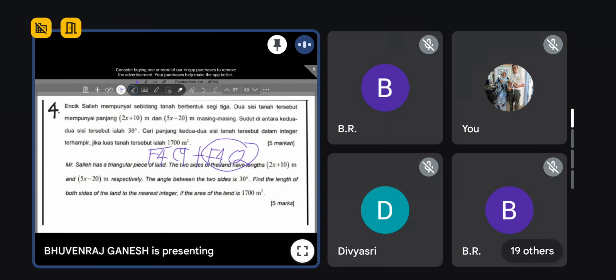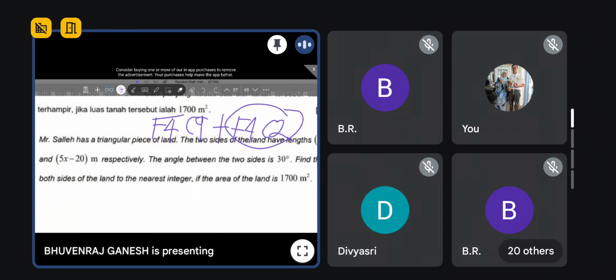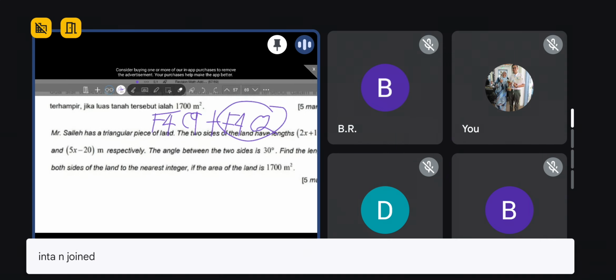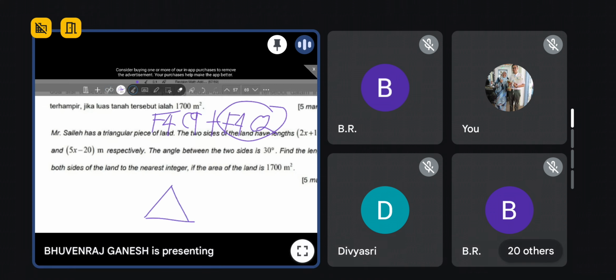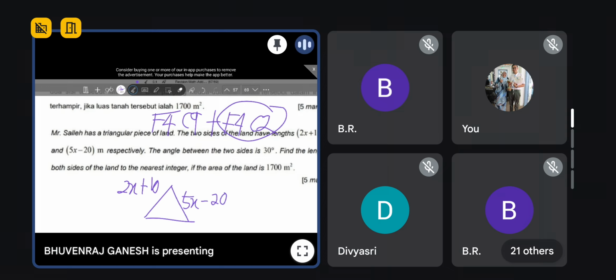So you see, guys, chapter 9 they combine with chapter 2 for one question like this. Came out in 2023. Okay, but it's not hard. Tak susah. So guys, you have to imagine and see. He has a triangular piece of land. So you can draw something like this. Triangle. So they say that the lengths are 2x plus 10 and 5x minus 20. Betul? So they tell you that sudut antara dua sisi is 30. So you put 30. And then they tell you the area is 1700.